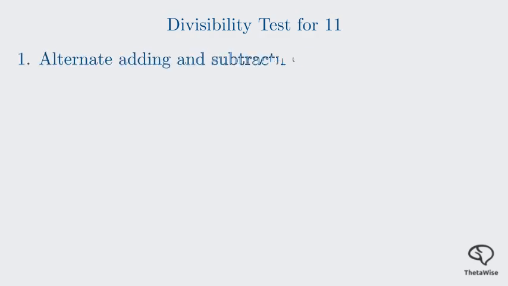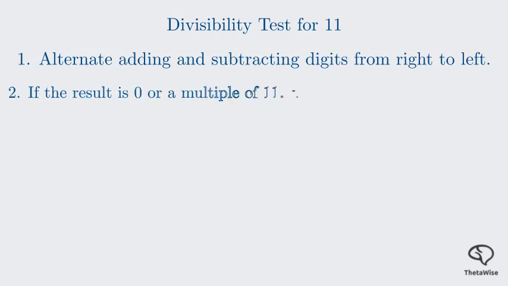Next up is the number 11. In this scene, you will learn a simple and elegant divisibility test for 11. The test for 11 is based on the alternating sum of the digits. It's quite clever. Here's the rule. Start from the rightmost digit and alternate between adding and subtracting the digits. If the final result is 0, or a multiple of 11, then the original number is divisible by 11. Let's write that down. Alternate adding and subtracting digits from right to left. If the result is 0 or a multiple of 11, the number is divisible by 11.